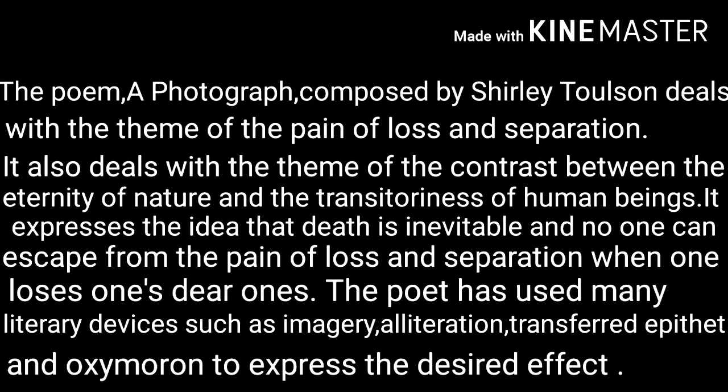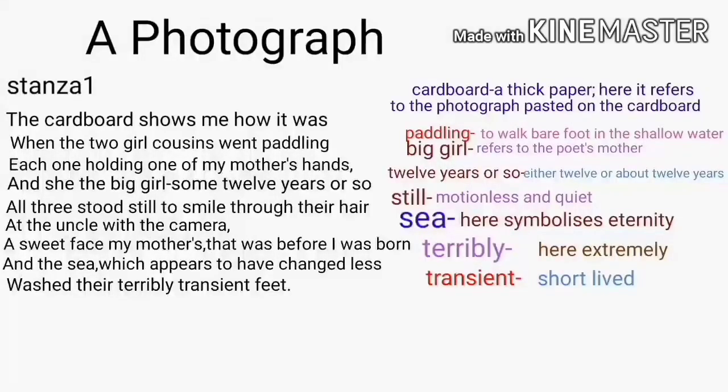Now, I am going to explain the poem line by line. Now, let's go through the first stanza of this poem. The cardboard shows me how it was when the two girl cousins went paddling, each one holding one of my mother's hands, and she, the big girl, some 12 years or so. All three stood still to smile through their hair at the uncle with the camera, a sweet face, my mother's, that was before I was born, and the sea, which appears to have changed less, washed their terribly transient feet.